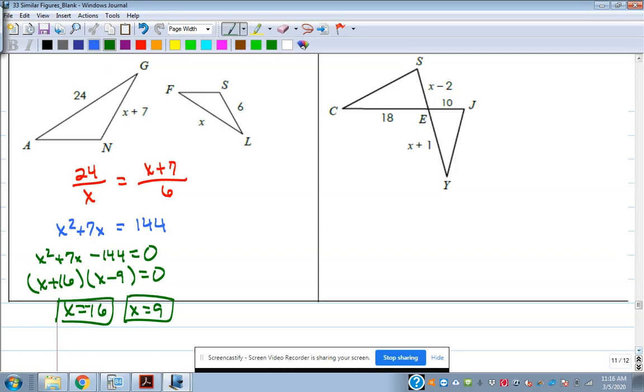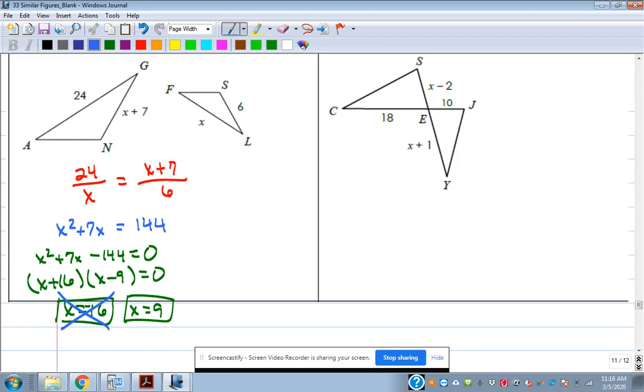So we're going to throw out the negative 16 because we're in the context of a shape. The length of sides can never be a negative number, right? So when you get these answers, you got to check them in there and make sure you don't get a negative length of a side. You may have negative answers that work, so don't automatically just throw it away because it's a negative answer. Be careful of that.